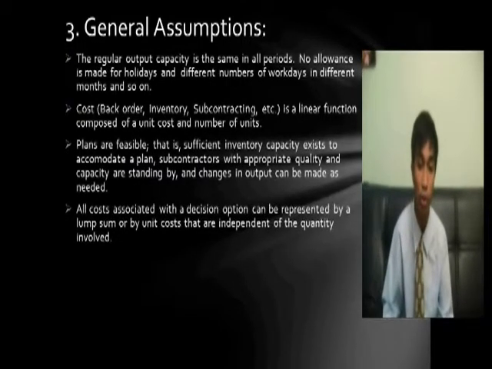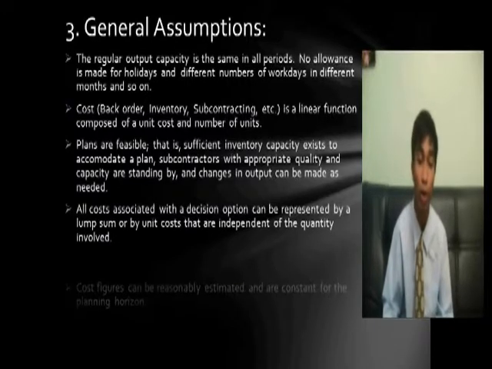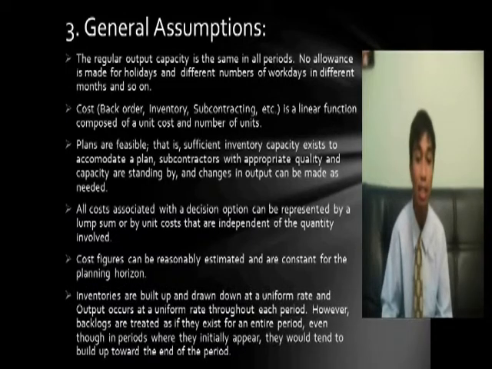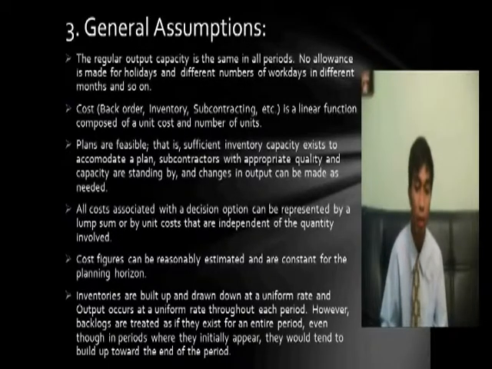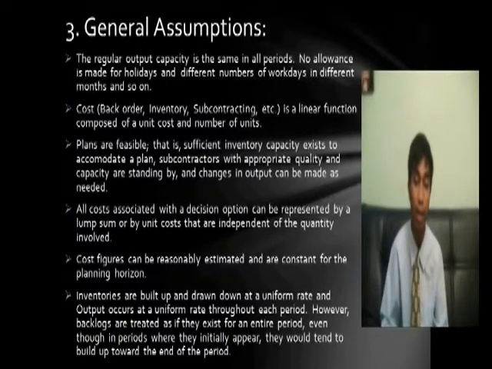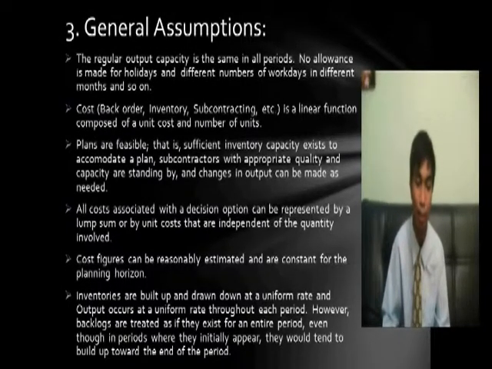Second, costs such as back order, inventory, subcontracting, etc. are a linear function composed of a unit cost and number of units. Third, plans are feasible, that is, sufficient inventory capacity exists to accommodate a plan. Subcontractors with appropriate quality and capacity are standing by, and changes in output can be made as needed.